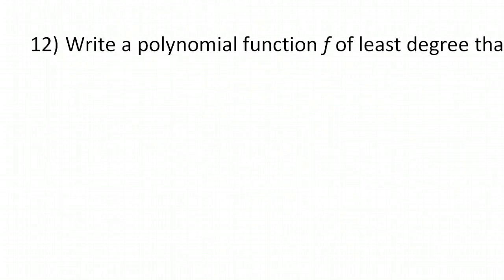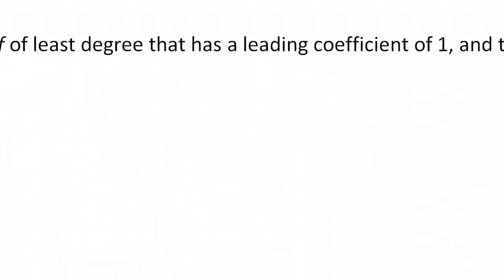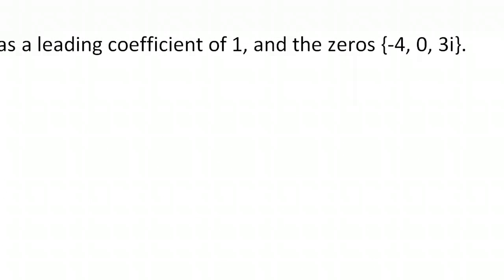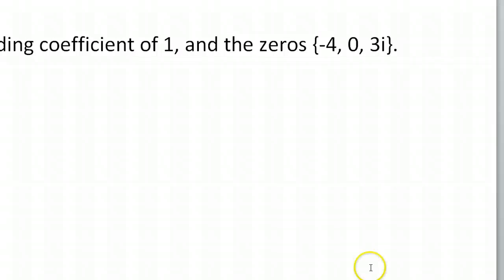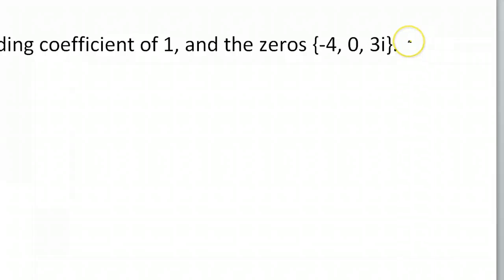Alright, number 12. Write a polynomial function f of least degree that has a leading coefficient of 1 and has these zeros. Okay, it all starts with these zeros. First of all, remember that imaginary zeros always occur in plus-minus pairs called conjugates. So the fact that there's a 3i here means that there's also a negative 3i automatically included. It looked like they were giving us 3 zeros, but really they're giving us 4.